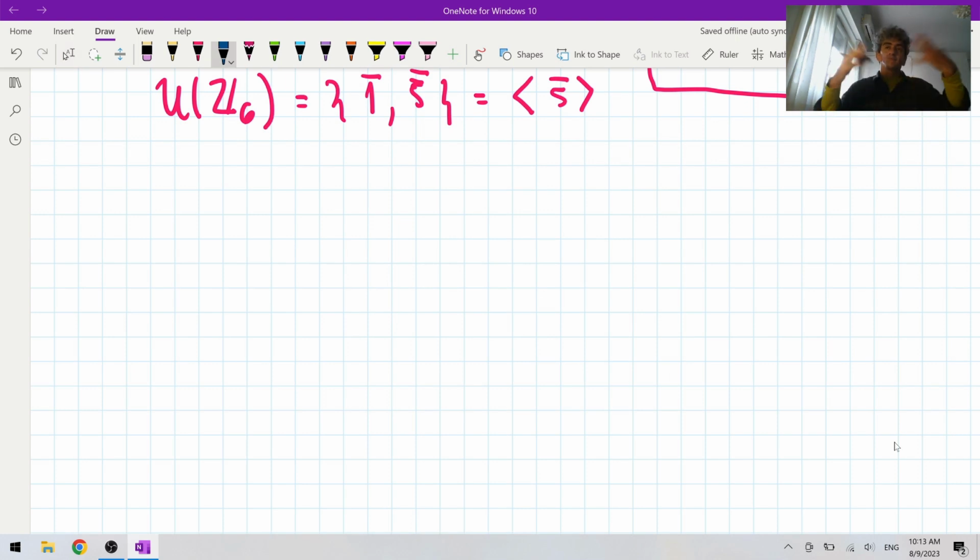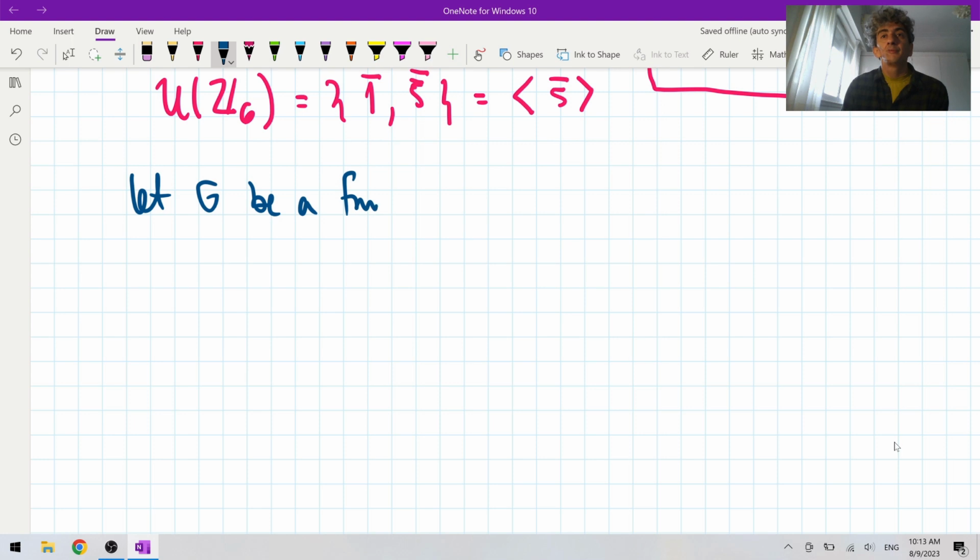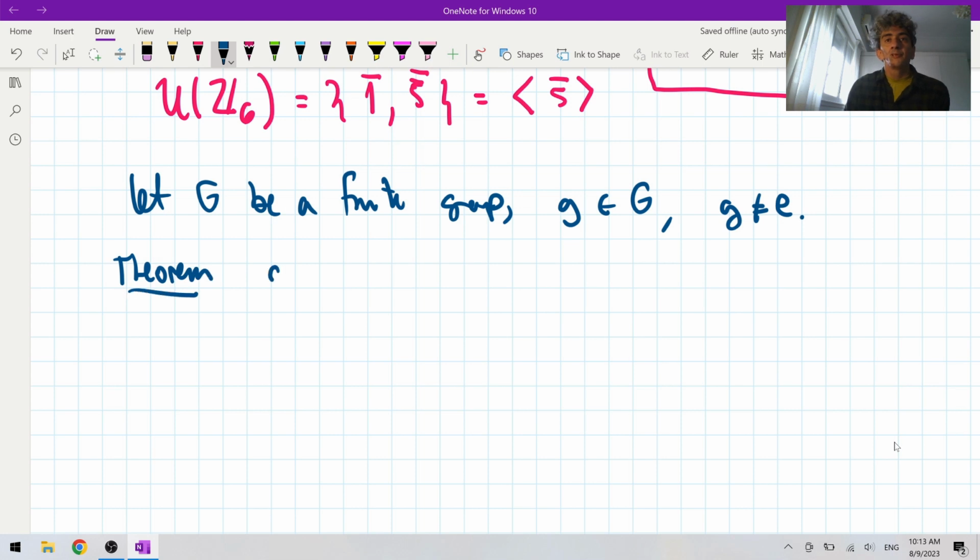Okay, so let's go back to the bigger context and let G be a finite group, and g an element of G that is not the identity element. Then theorem: g to the order of the group equals the identity element. Okay, so what does this mean? Let's do a proof of this.